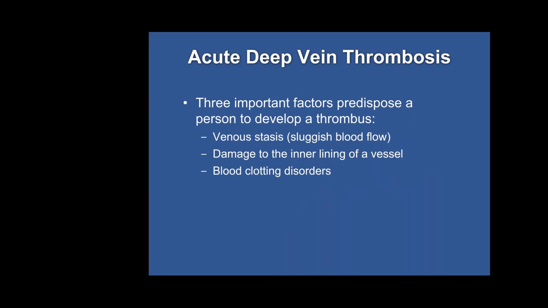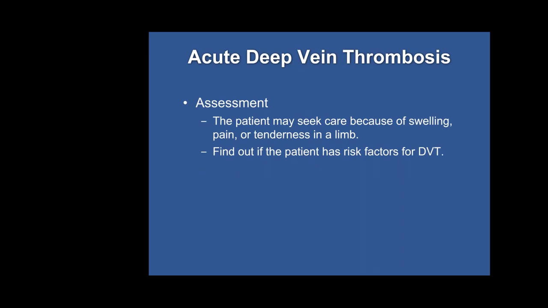Good. So three factors predispose the person to develop a thrombus: sluggish blood flow, venous stasis, damage to the blood vessel wall, and clotting disorders. Patients who have clotting disorders are obviously potentially at risk of clotting. They might be seeking care because of swelling or pain or tenderness to the limb. Find out if they have a history of them or any risk factors, like an elderly person that's been bedridden or has been immobilized for a long time. They're at risk of those clots forming. And then beyond just the risk of it being there in the first place, there's the added risk of it moving. And that's where I said it'll get lodged in your lungs.